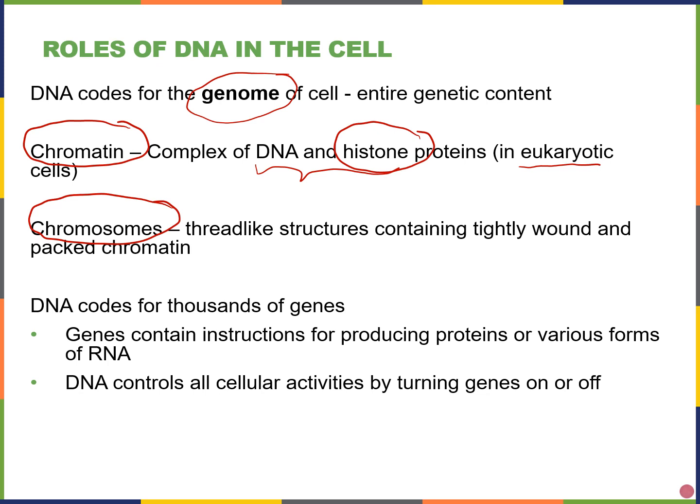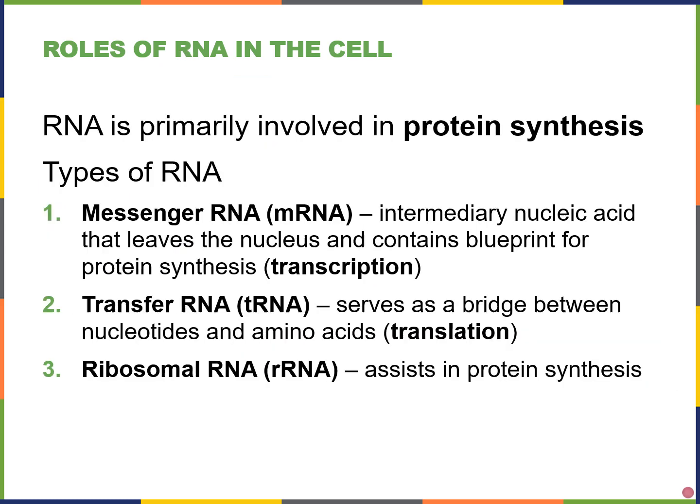Now, there are thousands of genes in our DNA, and genes are what contain the instructions for building proteins or other types of molecules like RNA in our cell. The DNA really controls all of the activities inside of the cell, and it does so by turning genes on and off. RNA, on the other hand, is mainly involved in the synthesis of proteins.